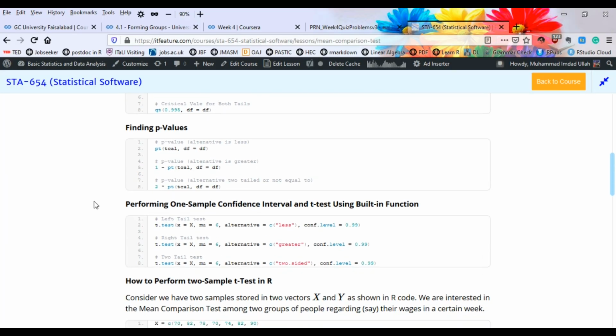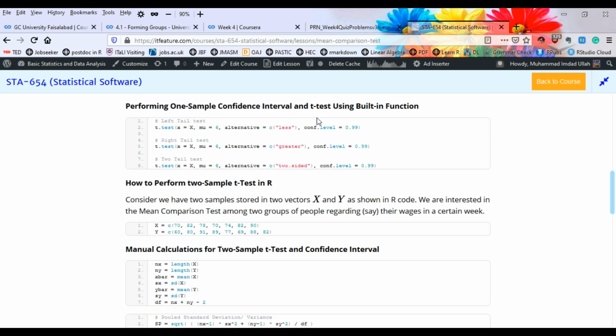In the similar fashion, we can calculate p values. For this purpose, we use the percentile t function, pt function, which needs the calculated t value and the required degree of freedom. And if our alternative contains the less than word, this function will give you the p value for the alternative less than, and subtracting this value from 1 will give you the p-value for the greater than alternative. And for two tail, you need to multiply the left tail probability with 2.